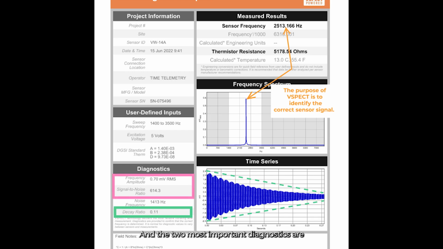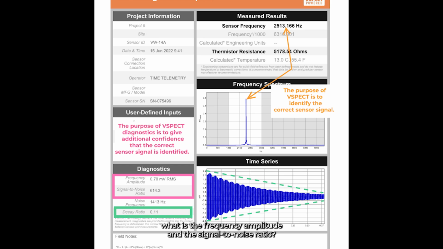The two most important diagnostics are the frequency amplitude and the signal-to-noise ratio. This one's also a good one. The frequency amplitude is less than 1. But when I look at the sensor signal and a signal-to-noise ratio of 600, it doesn't really concern me. It just tells you that you've got a good sensor. Believe this measurement. Yeah, it's a good sensor. You can have confidence that the sensor output really was 2,513 hertz.